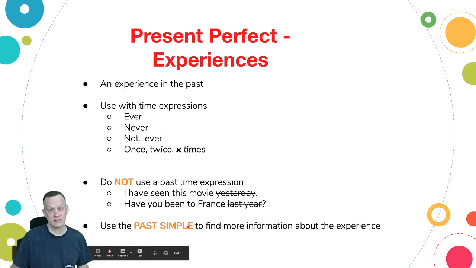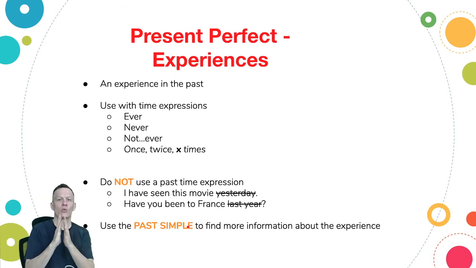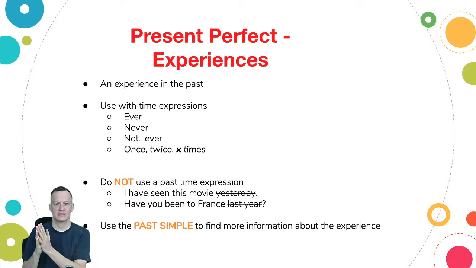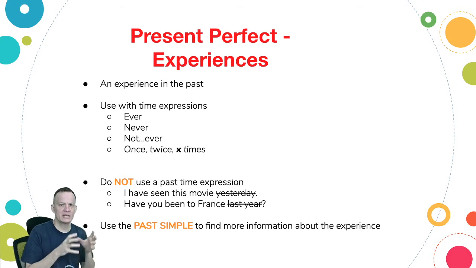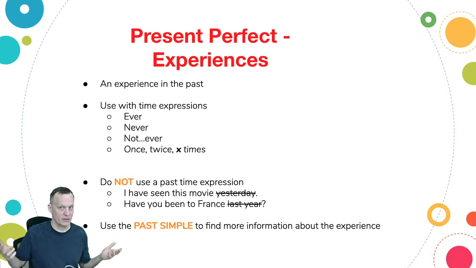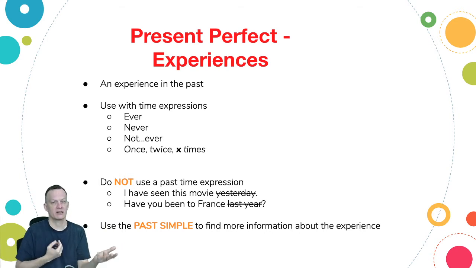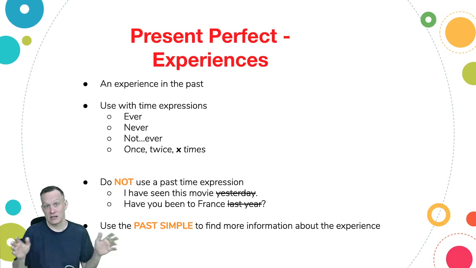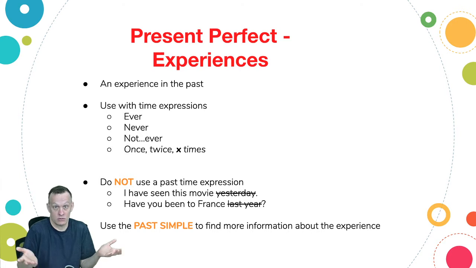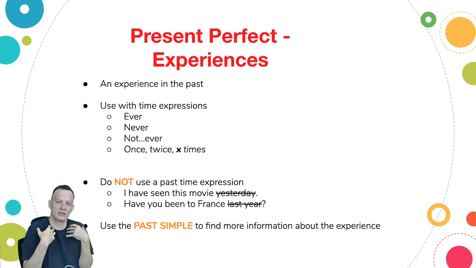We use the past simple, and this is where we get how they work together. The present perfect and the past simple. We use the past simple to find out more information about the experience that we're talking about. Okay? If I'm only interested in the experience, for example, I ask you, oh, have you ever been to Paris? And you say, well, no, I haven't. Now, I have the information about you going to Paris in your life, and I know that you haven't had that experience. Okay, that's all the information I wanted. I don't have to ask you any more information.